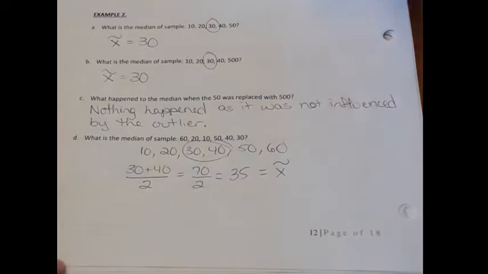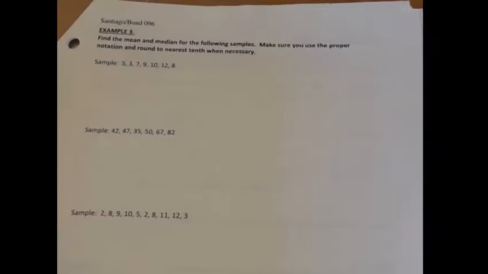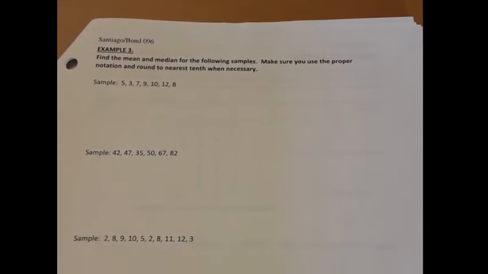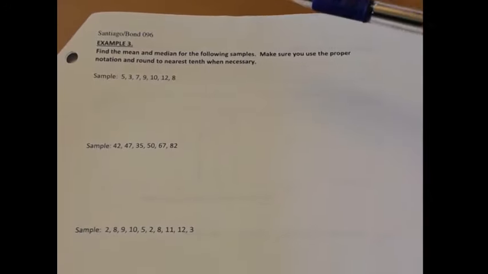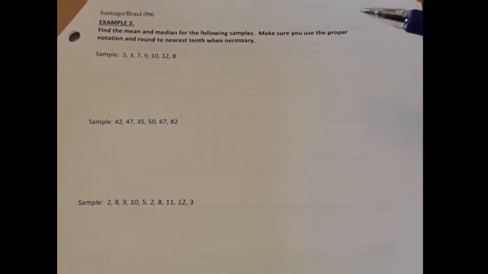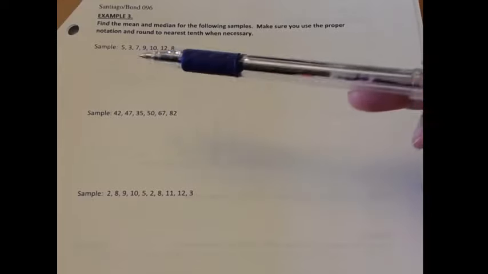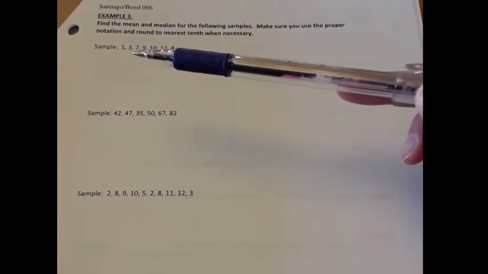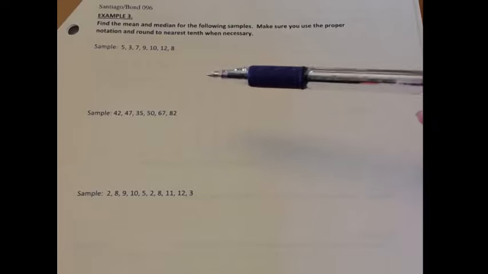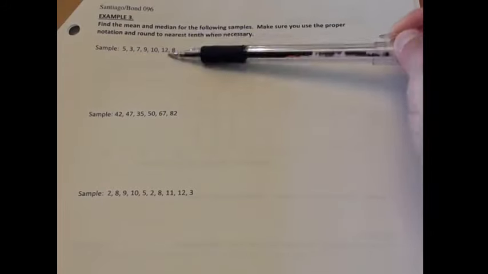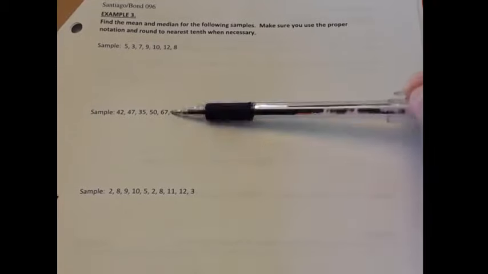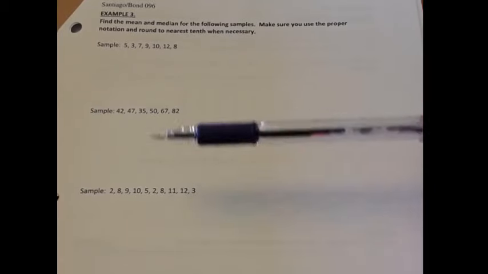Let's turn the page. For example number 3, we want to find the mean and median for the following samples. Make sure you use the proper notation. So for the sample, for mean, we have x bar. For the median, we have x tilde. And then, of course, round to the nearest tenth when necessary. What I'd like you all to do is, on your own, give these a shot. Make sure that you can find the mean and the median for each of these.